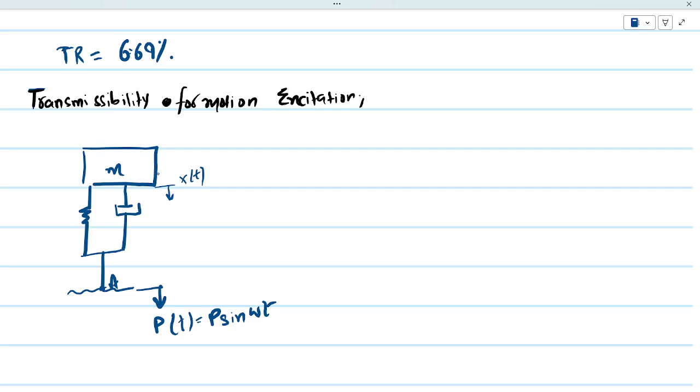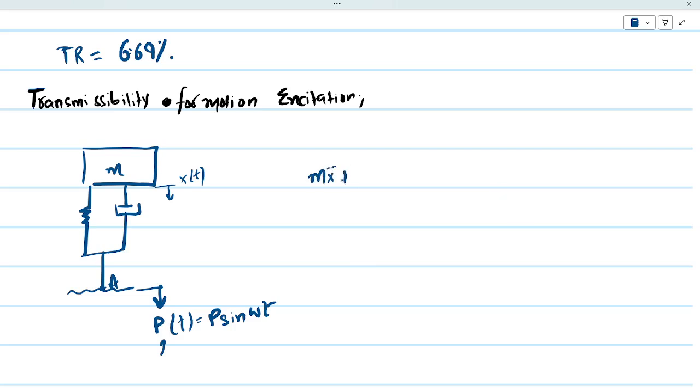A common example is a microscope. If you have placed a microscope on a table, and you just give some disturbance to your table, it will be transmitted to your microscope and you won't be able to observe your tiny particles. This displacement is measured from the equilibrium position in the absence of this excitation force. We assume that this excitation is sinusoidal in nature, where p(t) equals P sine omega t.